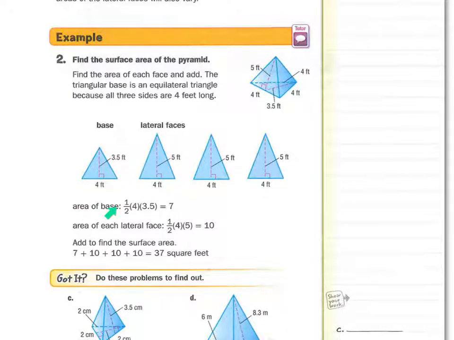So the area of the base is 1/2 times 4 times 3.5, which gives you an area of the base of 7. The lateral face is simply 4 times the slant height of 5 times 1/2, which is 10. Now again, there's 3 triangular lateral faces, so you will add the base, 7, plus triangular face 1, 2, and 3, add them all together for 37 square feet.